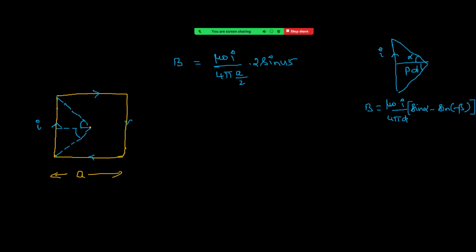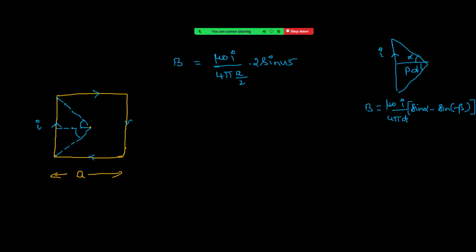Because of this current carrying wire, at this location the field is into the plane of the board. See how we are getting that. In Biot-Savart's law, we have taken mu naught by 4 pi into I into dl bar cross r bar, so with the help of dl bar cross r bar we can get the direction. So at this location, the field is into the board.